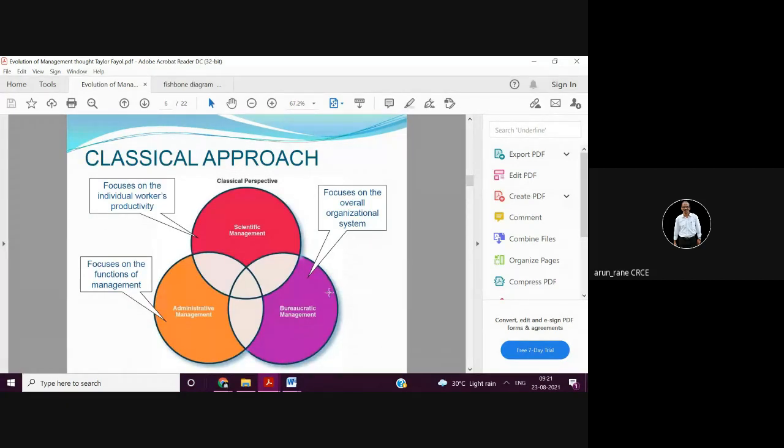The classical approach includes scientific management, bureaucratic management, and administrative management. Scientific management focuses on individual workers' productivity. Bureaucratic management focuses on the overall organization system, whereas administrative management focuses on the functions of management, very clearly shown in the diagram.